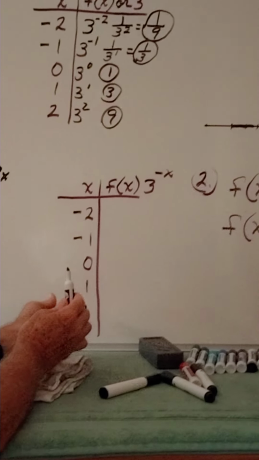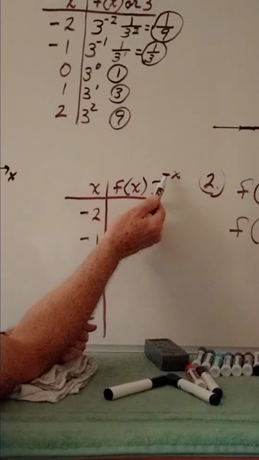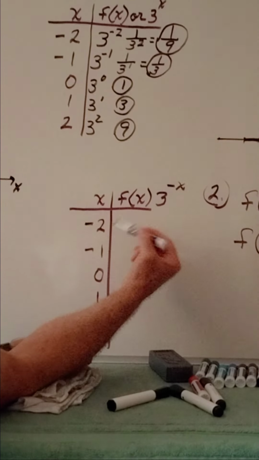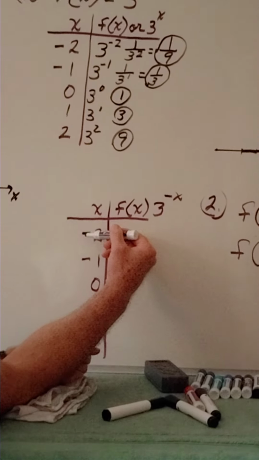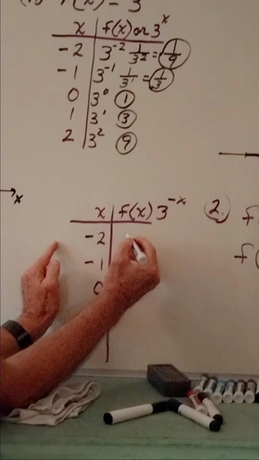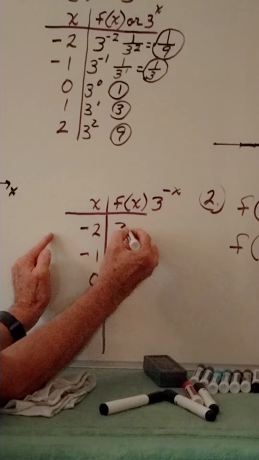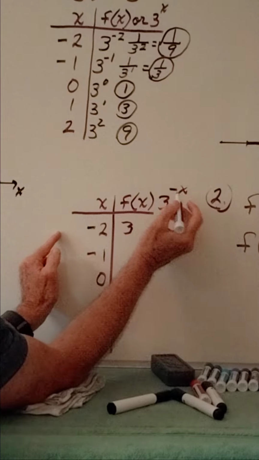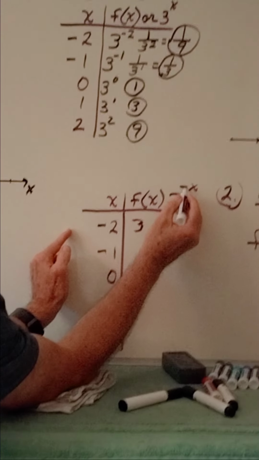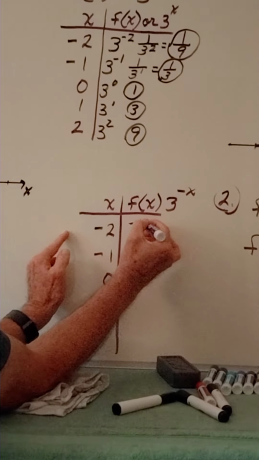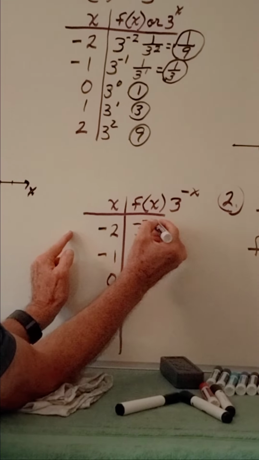Now we want to be careful. That negative sign right up there, that's not the sign of that negative on that -2. So when we substitute it, we're going to have 3, bring down that opposite sign right there, and then the value of x is -2.